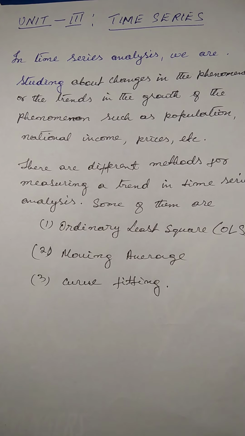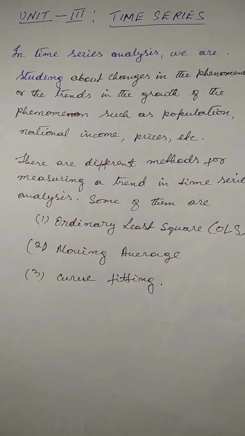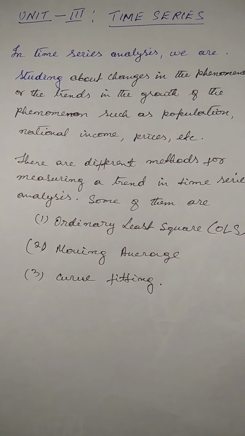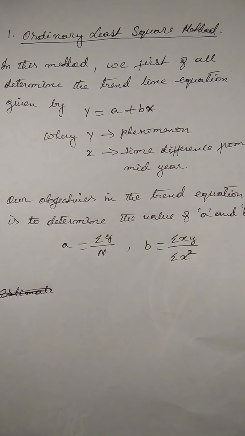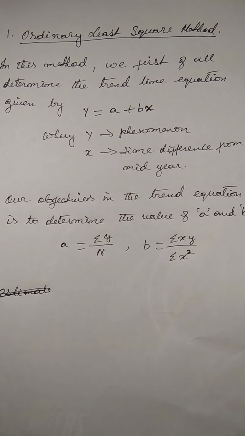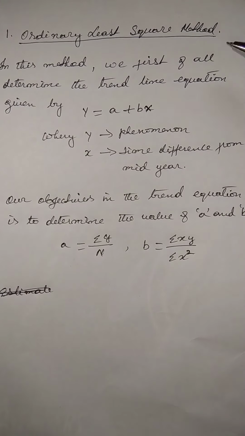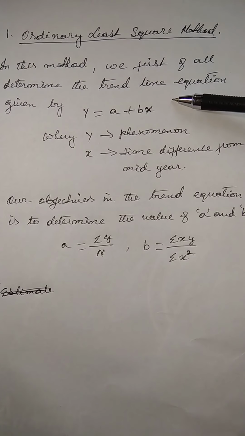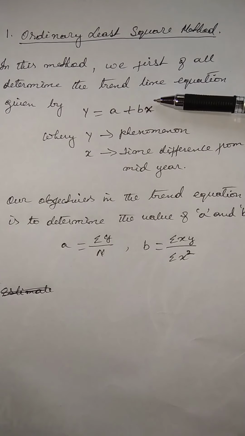In time series analysis there are different methods for measuring a trend. Some of them are ordinary least squares, moving average and curve fitting. We will study these measures one by one. So the first method is the ordinary least squares method. In this method we first of all have to determine the trend line equation.